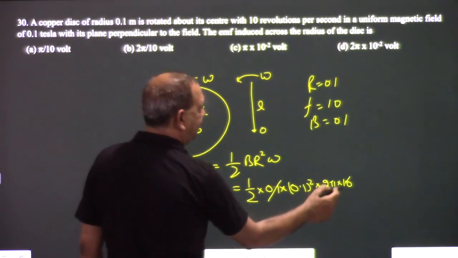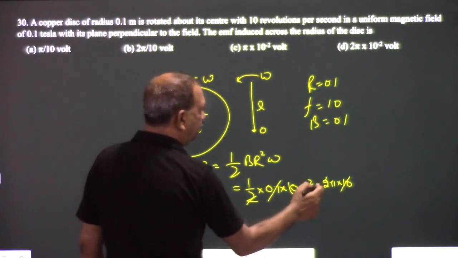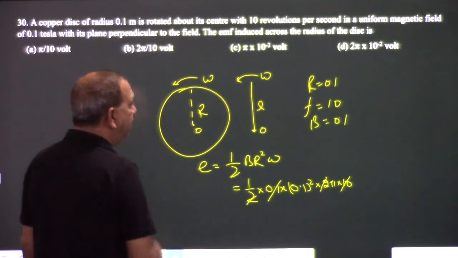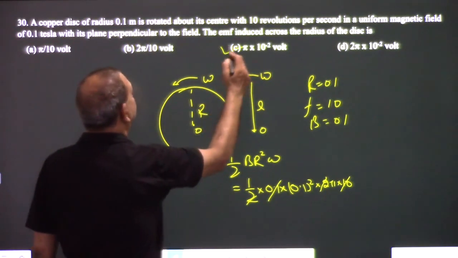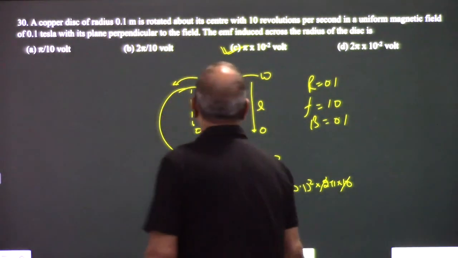The 10 and 10, the 2 and 2 cancel, so this is pi into 10 to the power minus 2. So that will be pi into 10 to the power minus 2 volt.